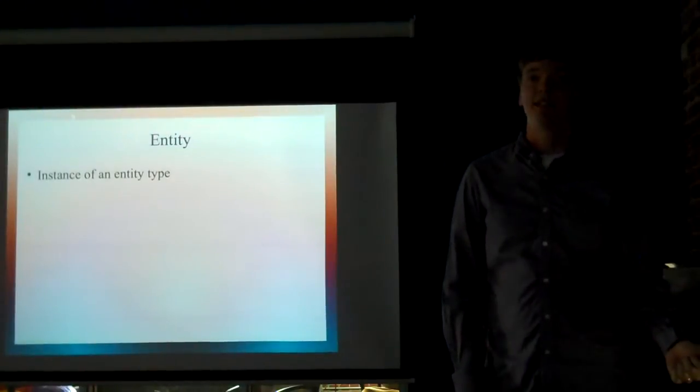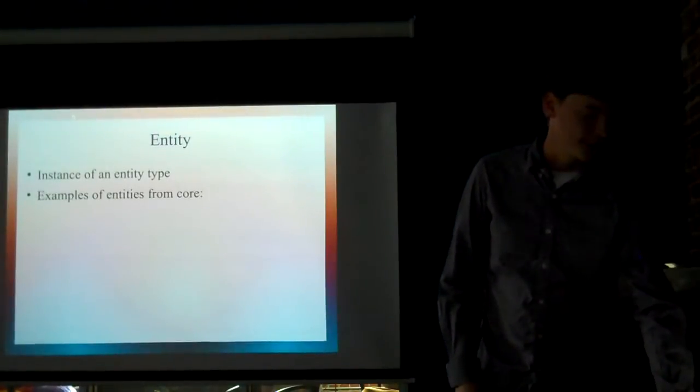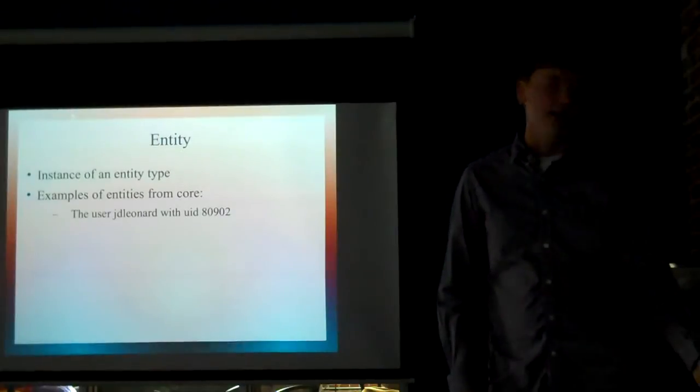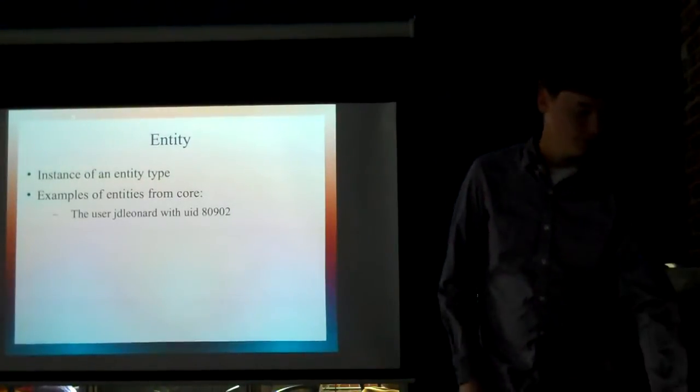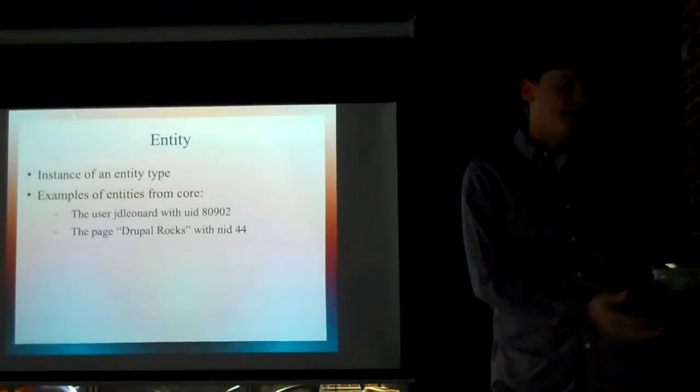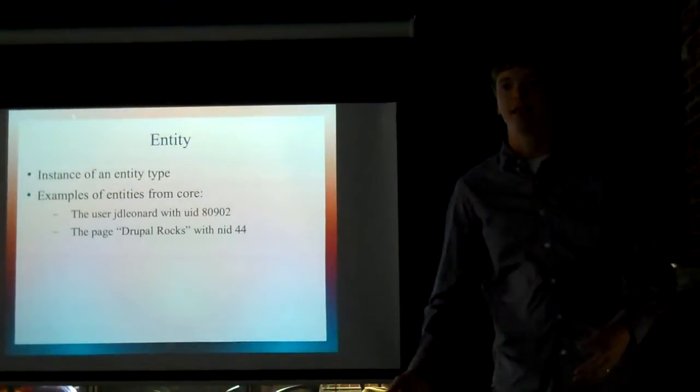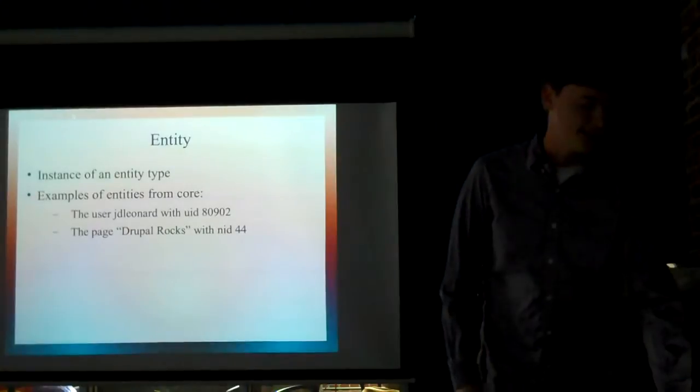So an entity is an instance of an entity type. So for example, the user JD Leonard, this user ID is an entity. Similarly, the page with the title Drupal Rocks with a given node ID, that is an entity. It's an instance of an entity type.